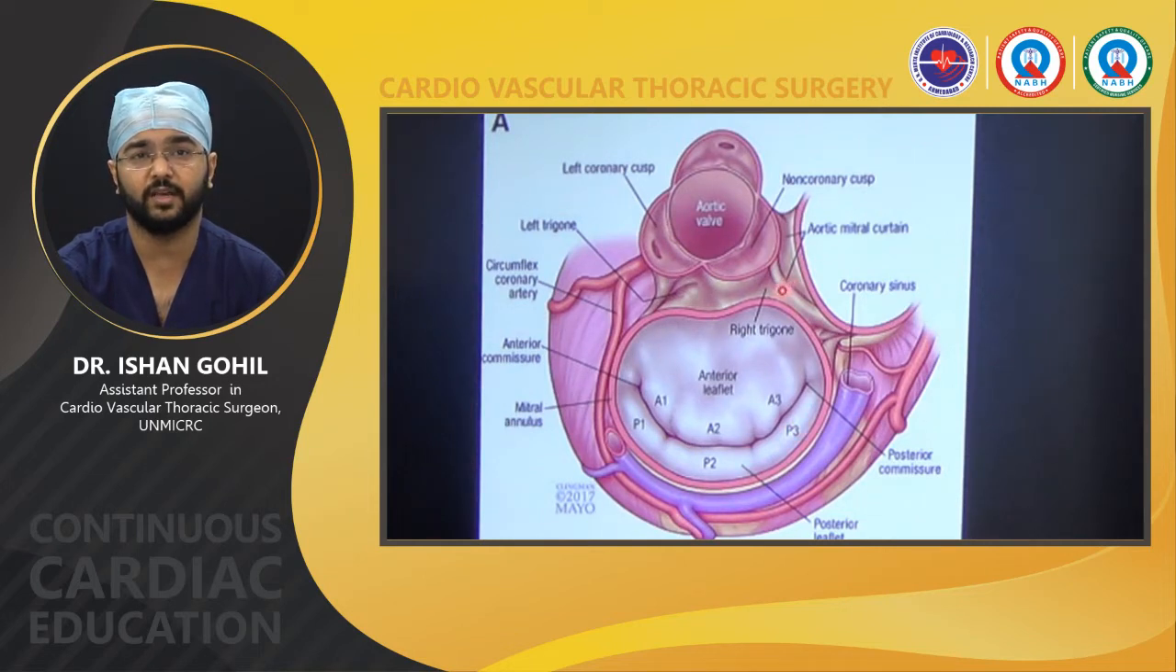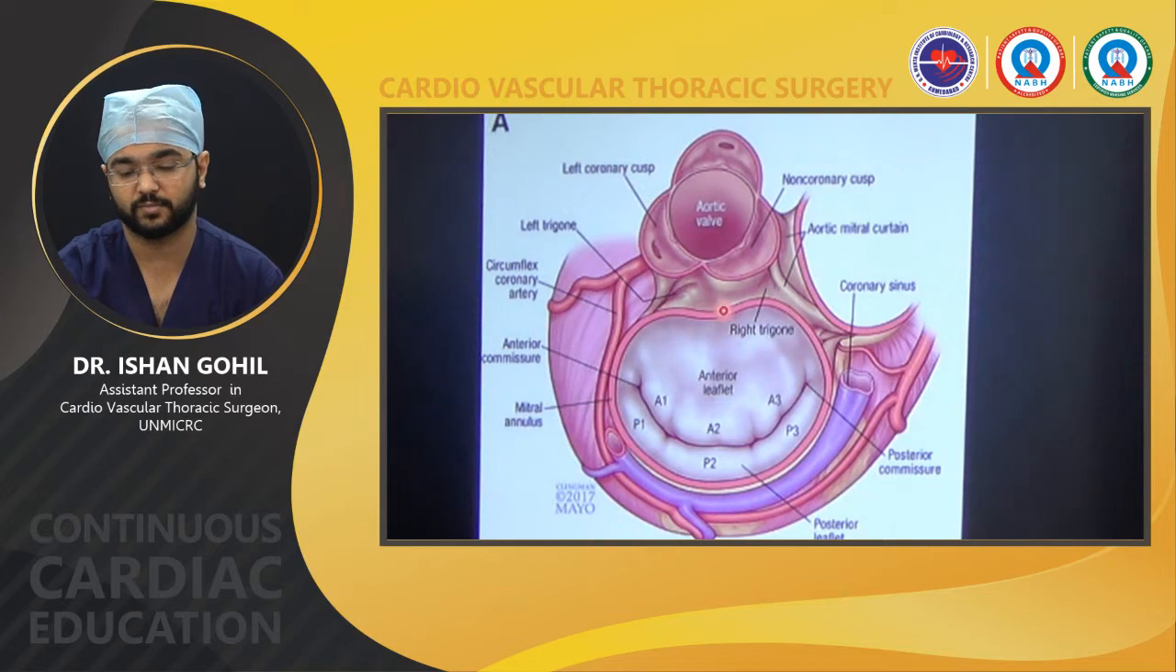Similarly, there is the AV node which is present around the right trigone, which is a part of the fibrous body, and here we can see the aortic valve with the left coronary cusp and non-coronary cusp, which corresponds to the anterior leaflet of the mitral valve, which is thus said to be the aorto-mitral continuity.